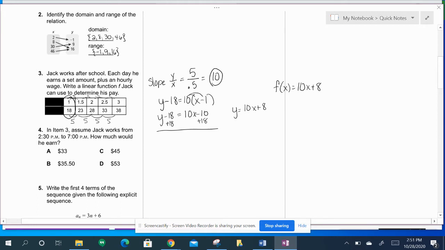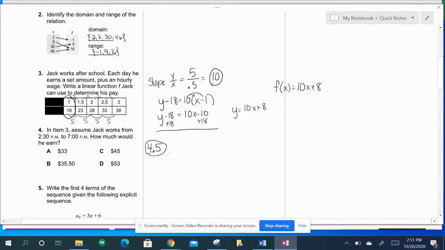In this case, what that means is each day he's earning $10 per hour, and he starts with a set rate of $8. So using that in question 4, it says assume he works from 2:30 to 7. How much would he earn? Well, 2:30 to 7 is 2:30 to 3:30, 4:30, 5:30, 6:30 is 4.5 hours.